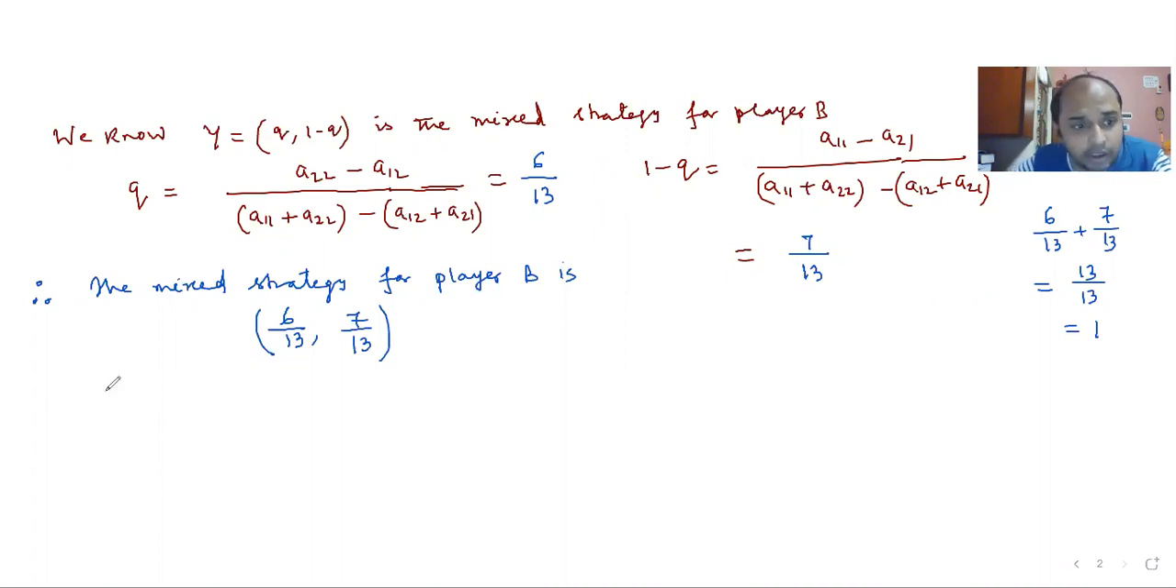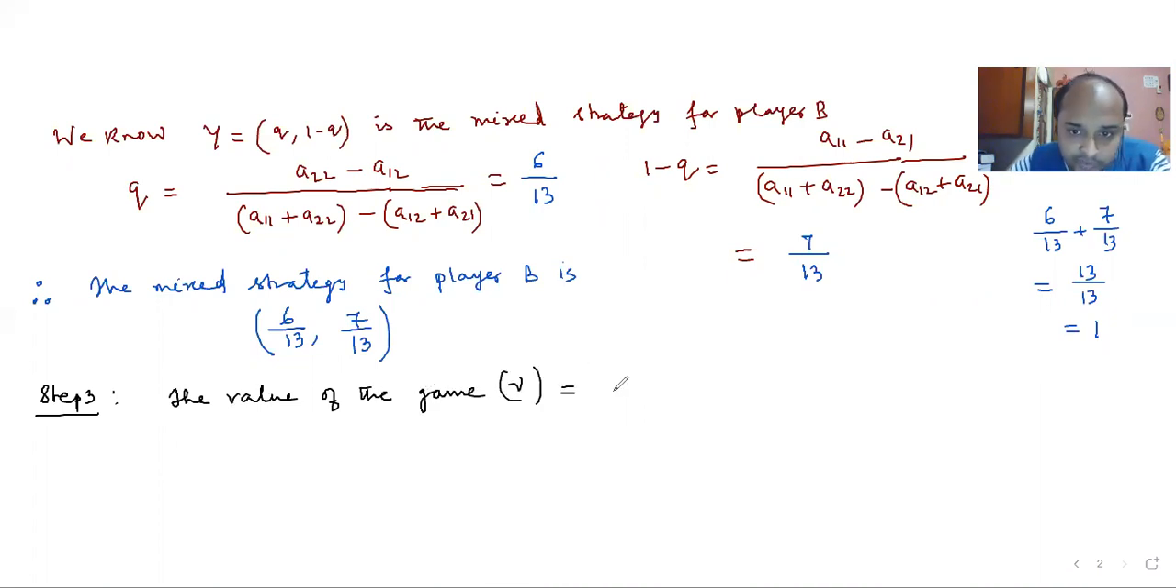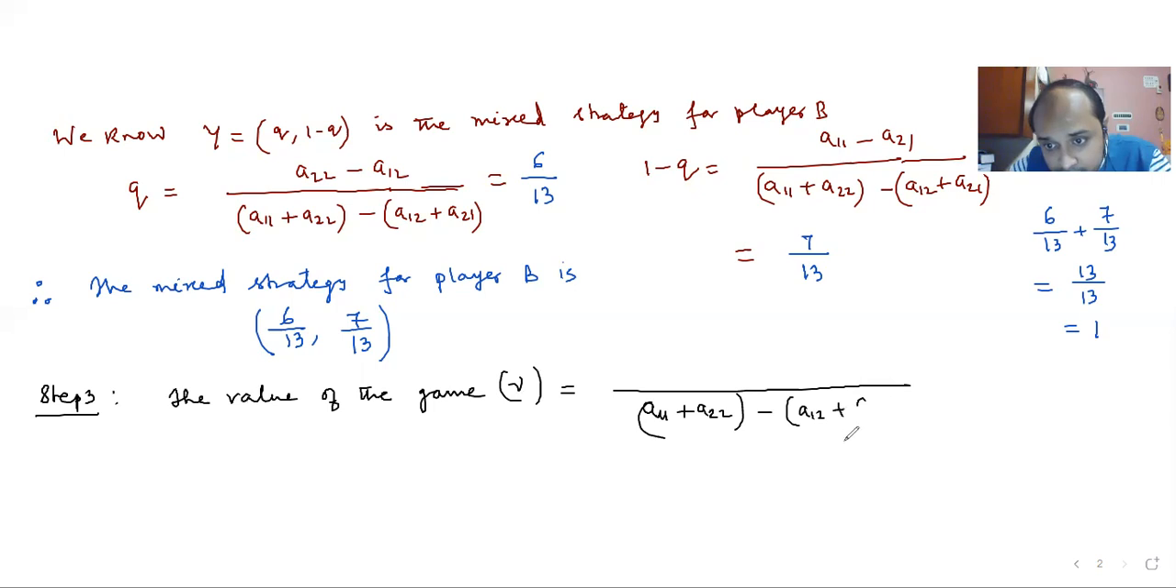So you have found all the mixed strategies. Step number 3, the last step, is to find the value of the game. I can recall the formula. So probably this was the formula for the value of the game: (A11 A22 minus A12 A21) divided by (A11 plus A22 minus (A12 plus A21)).